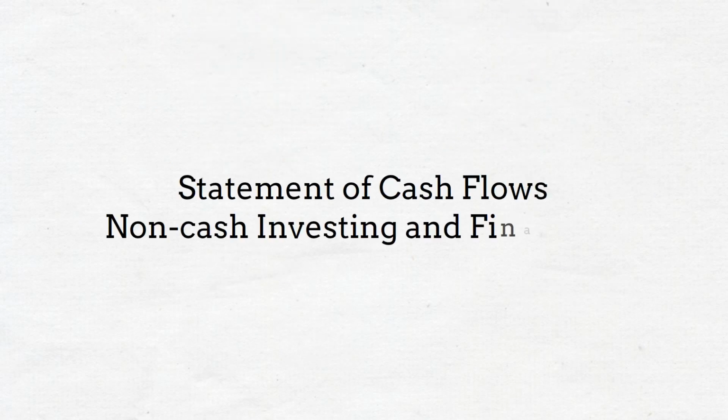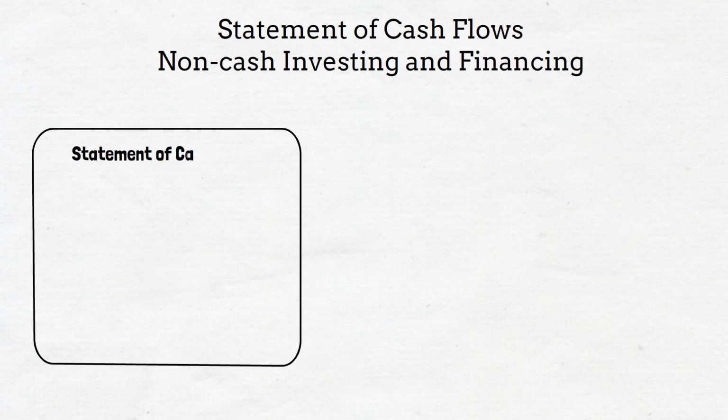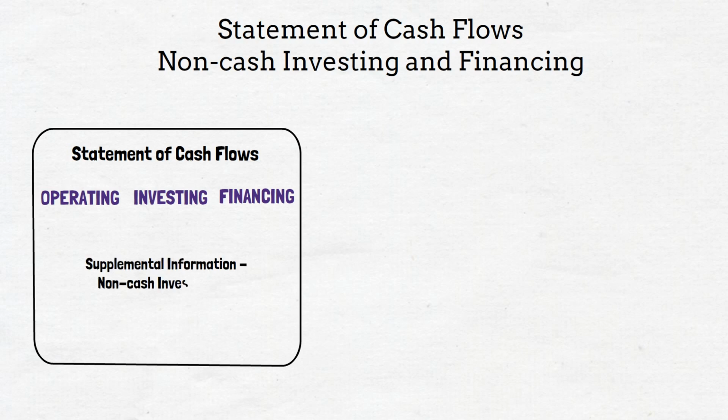Statement of cash flows. Non-cash investing and financing. The statement of cash flows is a financial statement showing the cash inflows and outflows during a specific period, classified into three sections: operating, investing, and financing. In addition to the three main sections, the statement of cash flows also includes a section called Supplemental Information, Non-Cash Investing and Financing Activities.